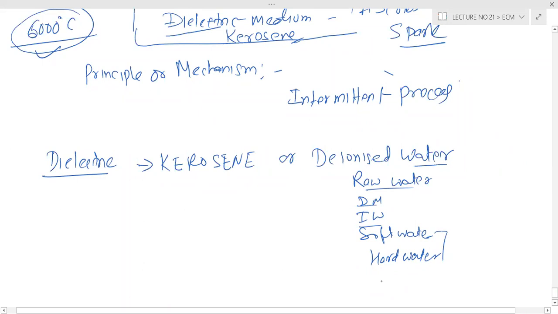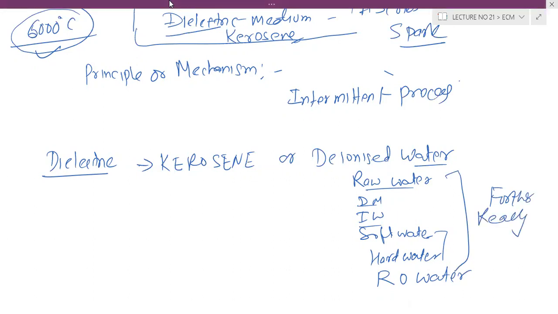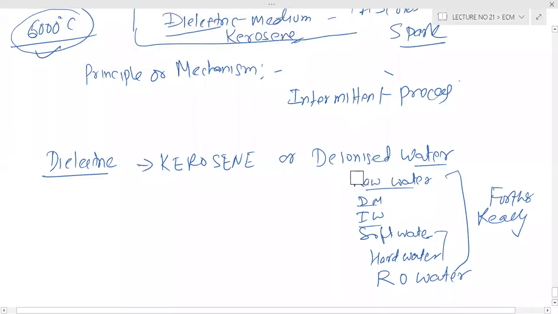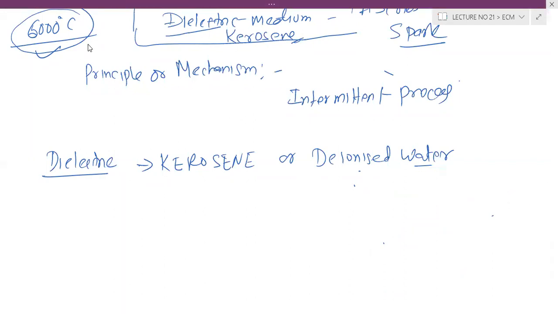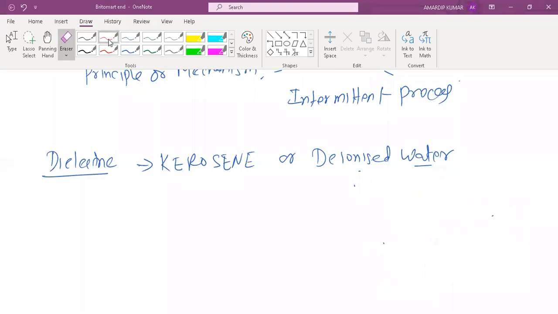Which filter do we use in our home here? UV? RO water. So for further reading, when you get time and are interested, you read all these things: raw water, demineralized water, ionized water, soft water, hard water, RO water. Here I am talking about deionized water. Ions will not be there. Ionized by some chemical process, this water is deionized.